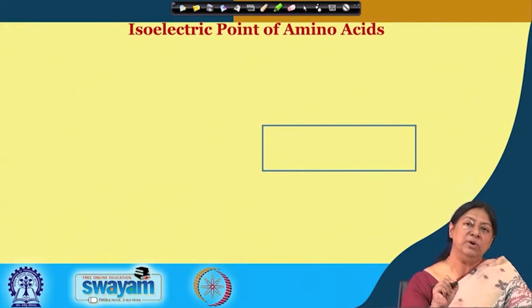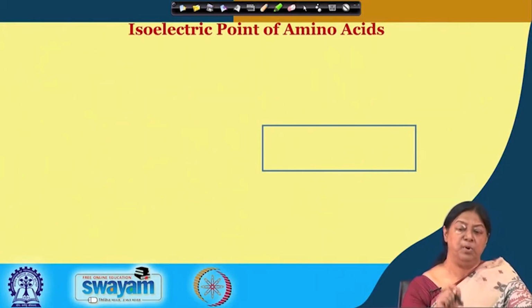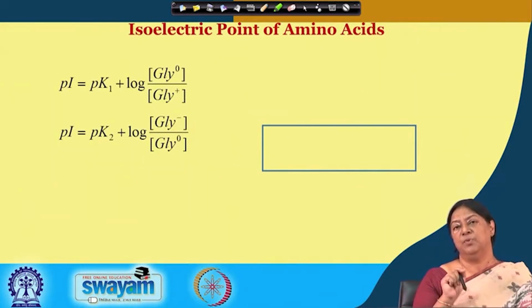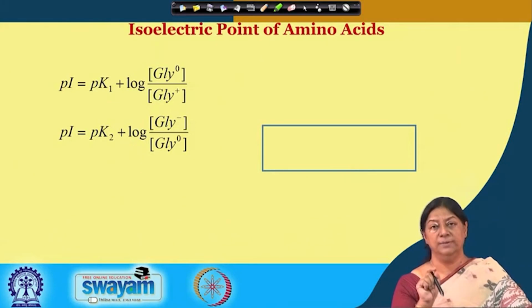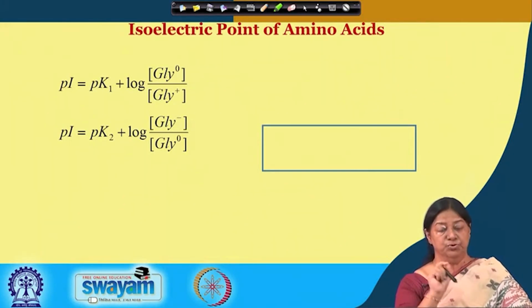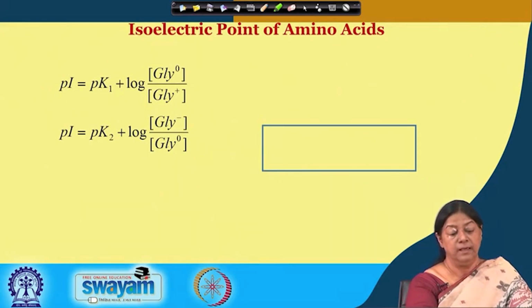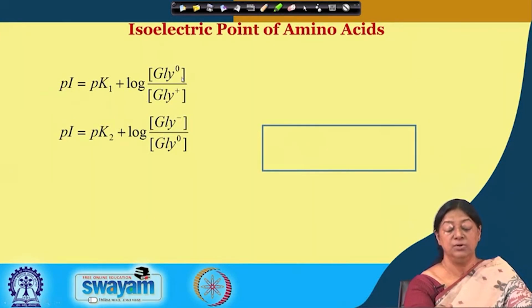In our next step, we look at what is called the isoelectric point of amino acids. What do we mean by an isoelectric point? We have an isoelectric point where the charge on the amino acid is 0, it is neutral, which means that it does not move in an electric field. We found out that this pI has to be equal to the pH then. The pI is equal to pK1 plus log Gly0 over Gly plus, where Gly plus was the acid and this was the conjugate base.